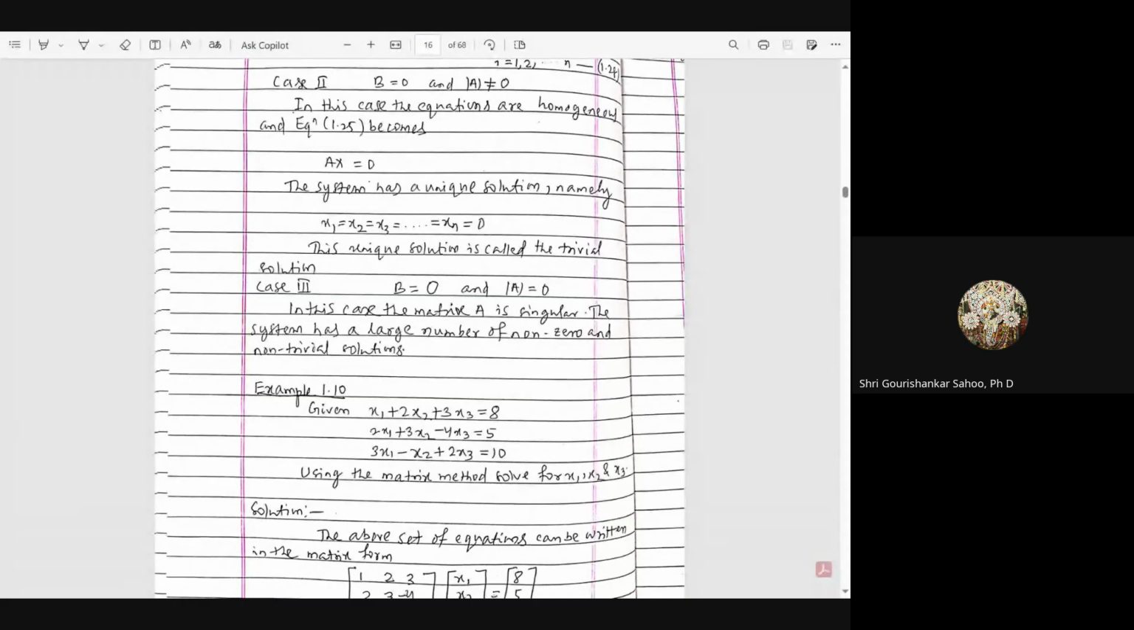Since B is equal to 0, the system has a unique solution, and x1 is equal to x2 is equal to x3, and so on, is equal to xn is equal to 0. And this unique solution is called the trivial solution. And in the third case, nothing is 0. So B is equal to 0 and the determinant of A is equal to 0. So your A is a singular matrix and the system has a large number of non-zero and non-trivial solutions.